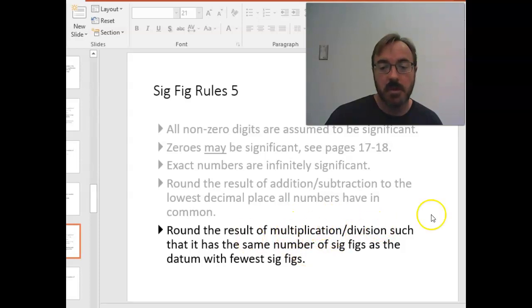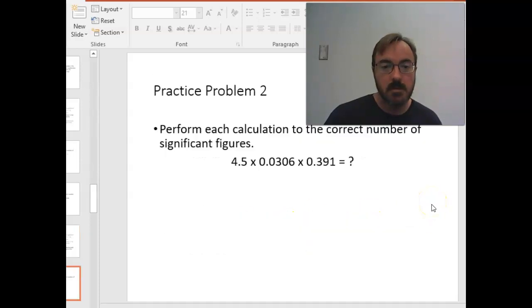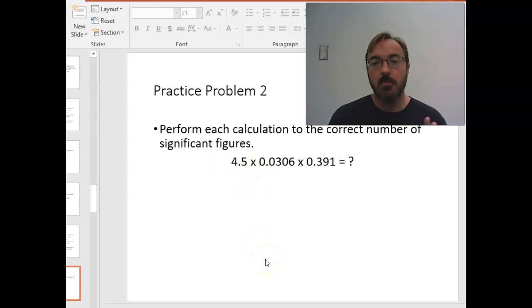Now let's talk about multiplication and division. All right, multiplication and division, you just need to look at which number has the fewest number of significant figures, and you're going to round the answer to that number of significant figures. So it's different than addition and subtraction. You're just looking at the overall number of sig figs. With addition and subtraction, weird things can happen with the total number of significant figures. So addition and subtraction and multiplication and division are different.